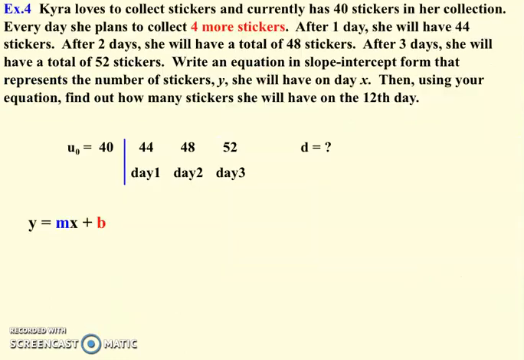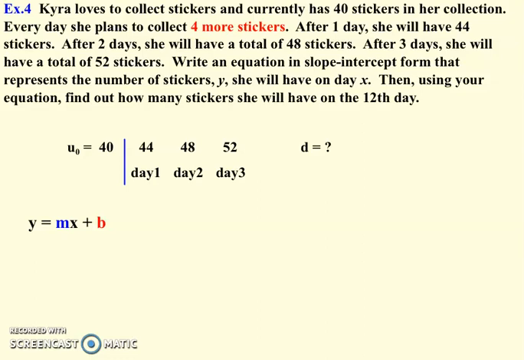Okay, let's wrap it up. My last problem for today is to quickly tie it back into something from Chapter 1. So if you take a second to read through it, I'm going to read it out loud here. Kira loves to collect her stickers and currently has 40 stickers in her collection. Every day she plans to collect 4 more. So think about what that means.